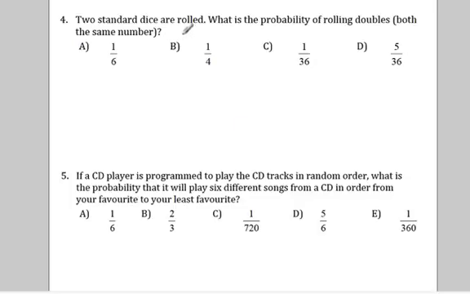Next question, 2 standard dice are rolled. What's the probability of rolling doubles? Well, there are 6 outcomes. You can roll 1, 1, 2, 2, 3, 3, 4, 4, 5, 5, 6, 6. And there are a total of 36 outcomes when you roll 2 dice. So the answer is 1/6 or A.